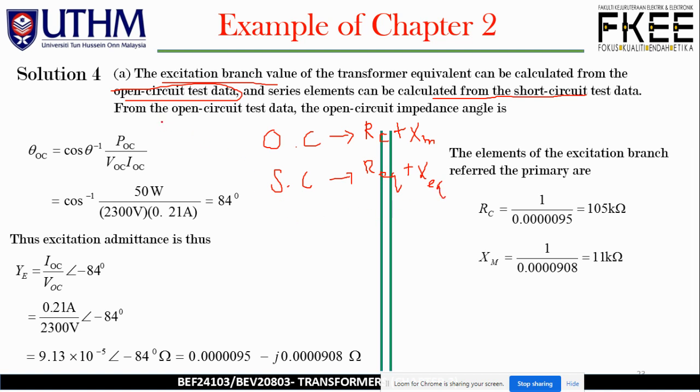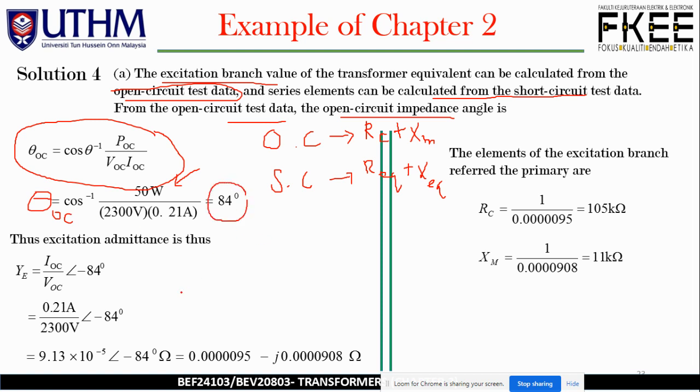And then from the open circuit test data, the open circuit impedance angle is here. This is what we have seen in this slide. Previously, we have arccos of POC, the open circuit power, over VOC times IOC. So just substitute the value of the P, V, and I from the question, giving us the open circuit theta, which is 84 degrees.